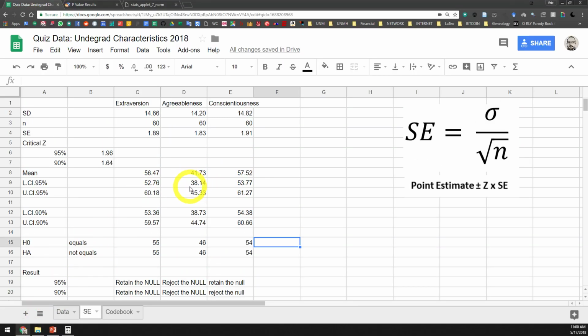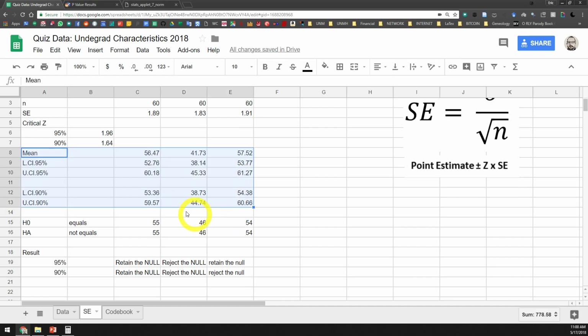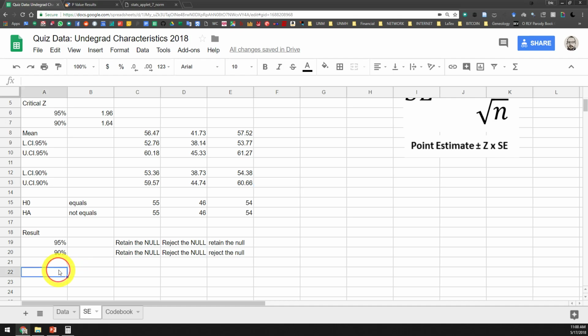So again, we're building off of the previous work that we've done, where first we calculated our standard errors, then we got our critical Z's, and we calculated 95 and 90% confidence intervals. And then based on this, we had these two hypotheses, our null hypothesis and our alternative hypothesis, and a decision whether to reject or retain the null based on our confidence interval widths.